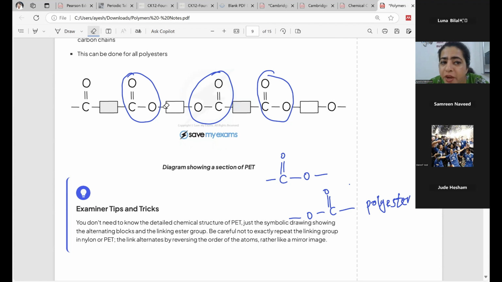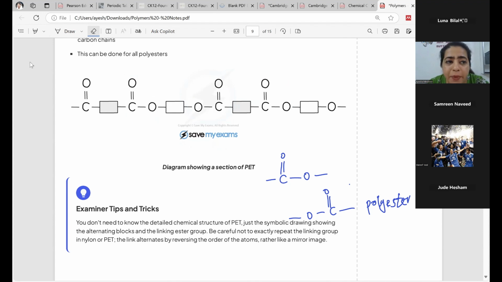It's not fixed that we have to shade it or make any color. Let's say they are making this gray. Third one is gray, then fifth one will be gray. Second is white, fourth is white, sixth is white. So monomer 1, 2, 1, 2, like this. So any color, any size of the box you can make. Okay, so 3 ester groups means 4 monomers are there.